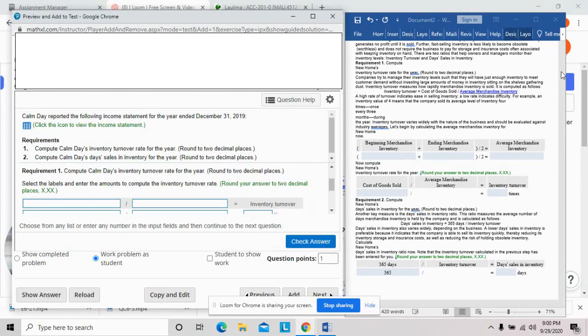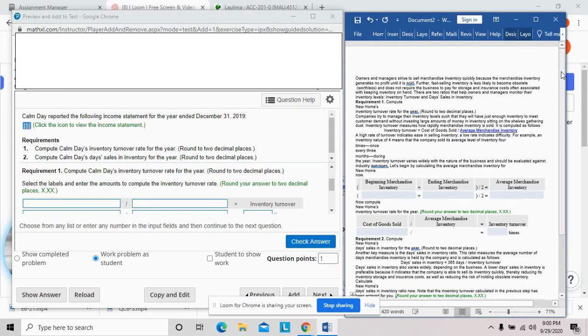As you may know, owners and managers strive to sell merchandise inventory quickly because the merchandise inventory generates no profit until it is sold. Further, fast-selling inventory is less likely to become obsolete or worthless. It does not require the business to pay for storage and insurance costs often associated with keeping inventory on hand. Time is money, so as a business, you always want to sell your merchandise as quickly as possible.